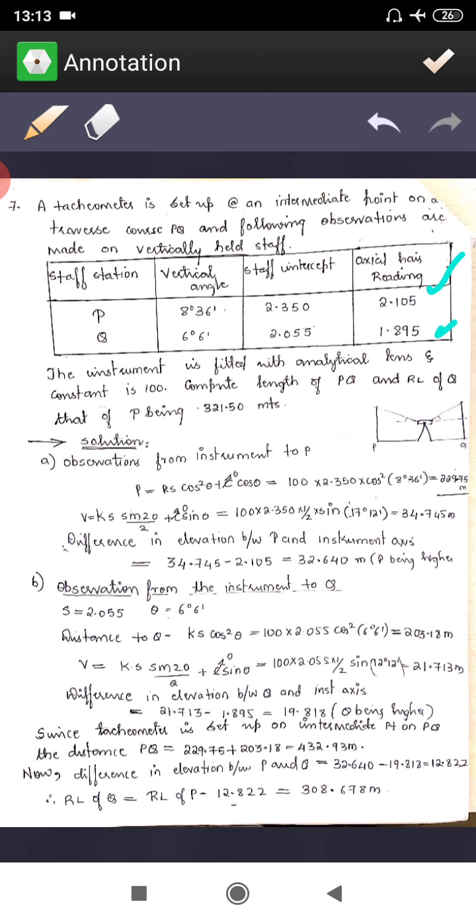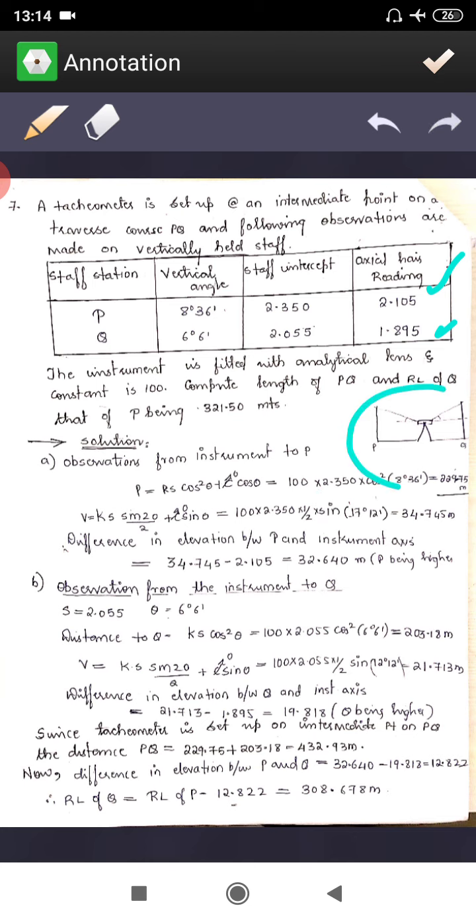Now what are these XL readings? XL reading means it is the axial hair reading, the central hair reading they have given there. It means that H value they have given there. So what you have to do is that, you are supposed to find out the elevation observation from first instrument station P, then observation from instrument Q. The constant K is given as 100, and they asked us to find PQ and RL of Q, RL of P being 321.5 meters.